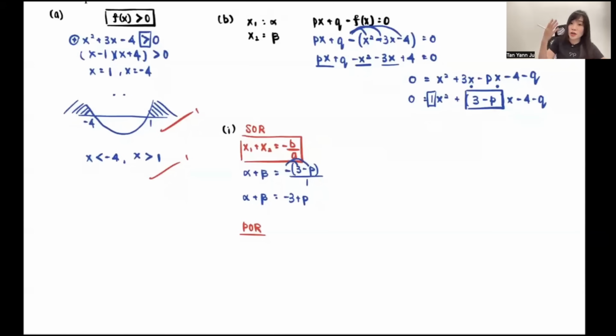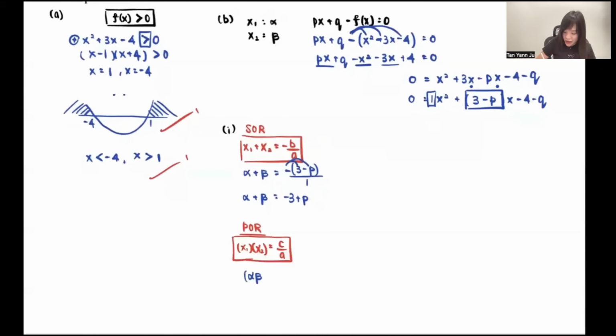Product of roots, we always call it POR. POR also has a formula: alpha beta is equivalent to C over A. Okay, all this is not provided, so memorize it yourself. Sorry, I shouldn't write alpha beta equals C over A. I should write x1 times x2 equals C over A. That's always how the formula looks like, okay?